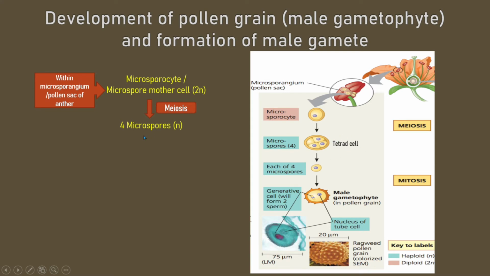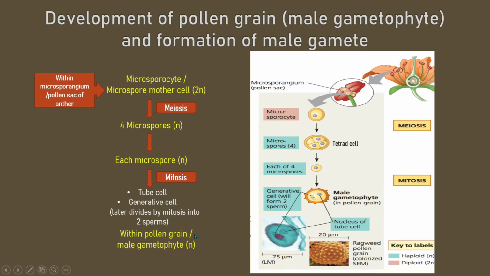Each of the microspores will undergo mitosis to produce haploid tube cell and haploid generative cell. These two cells, tube cell and generative cell, are found within male gametophyte or pollen grain. So pollen grain is also known as male gametophyte. Later on, when the pollen grain lands on the stigma, the pollen grain will become mature where the generative cell will undergo mitosis to produce 2 sperms or 2 male gametes. The tube cell will produce pollen tube.